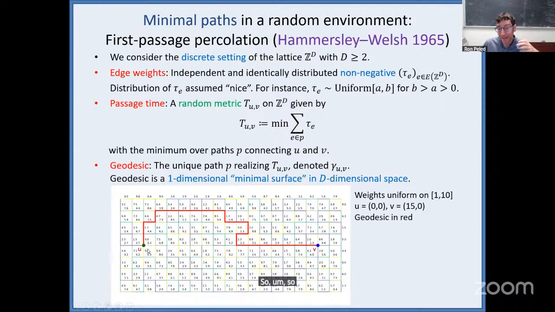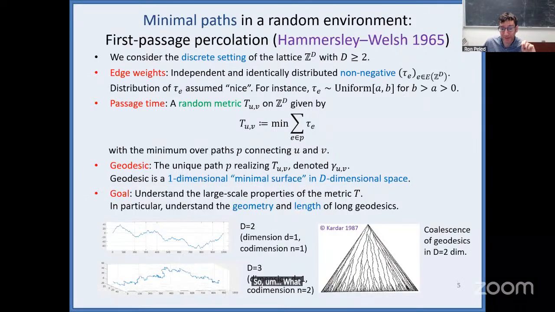So this is a model where we can see a one-dimensional minimal surface in a capital D-dimensional space. I've only plotted here the two-dimensional case. You can also do it in 3 or higher dimensions. And again, let's continue with this. So what is known about this model?